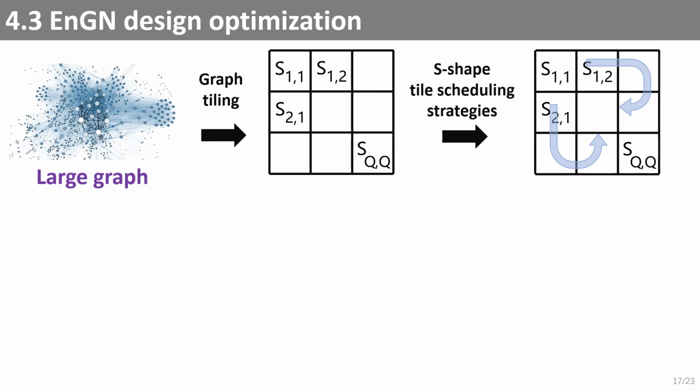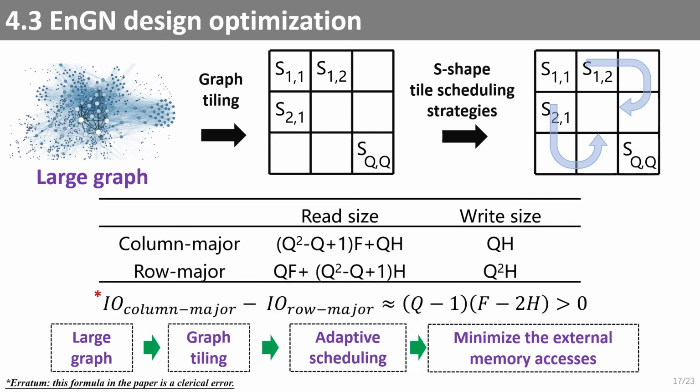To support larger graphs, EnGN turns the larger graph into intervals and shards using a grid partition method. We leverage this to reuse shared data. Meanwhile, the different tile scheduling can impact the external memory accesses. Thereby, we analyze the I/O cost and propose an adaptive scheduling to minimize the external memory accesses.